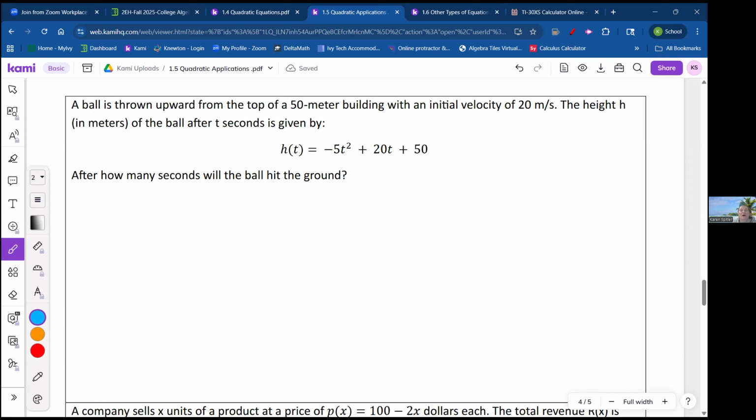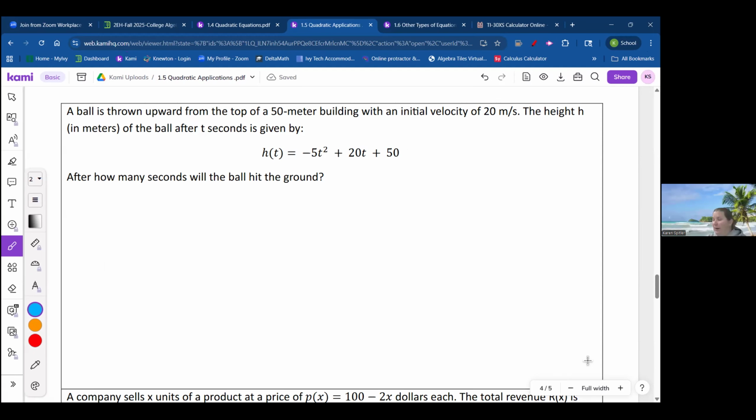A ball is thrown upward from the top of a 50-meter building with an initial velocity of 20 meters per second. And just so you know, throwing things off tall buildings is actually quite dangerous. If the height is tall enough, and you drop a very tiny object, you will hurt somebody. You may even unalive them. The height h in meters of the ball after t seconds is given by that equation. After how many seconds will the ball hit the ground?